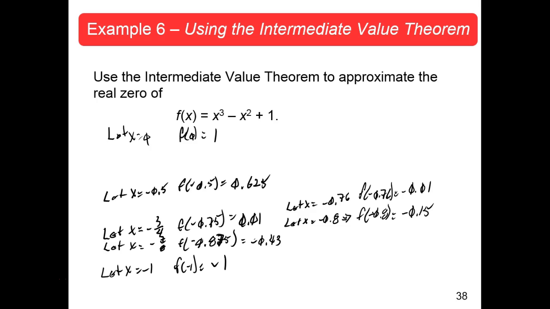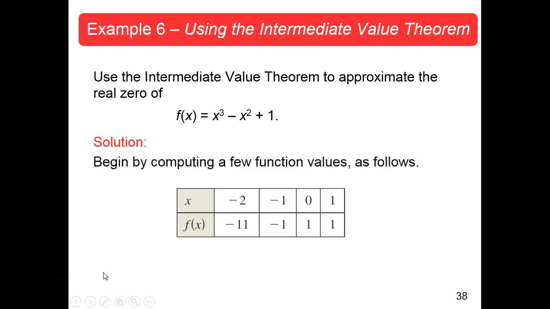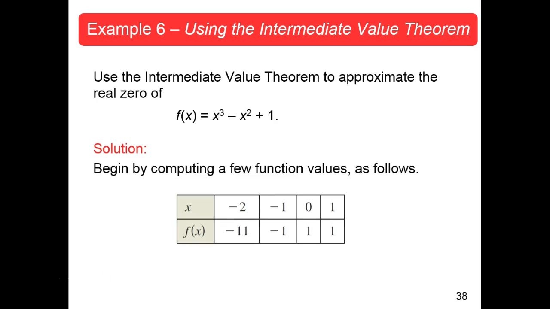Let's see what, oh my goodness, look what the book did. Okay, I'm going to clear this. And how they start is begin by computing a few function values. We did, but we didn't get this silly about it. We didn't go to negative 2 way down there. We did negative 1, we did 0. We just tested 1 and saw that was out of the question. So we narrowed down between those two.